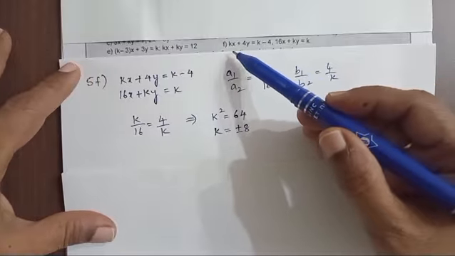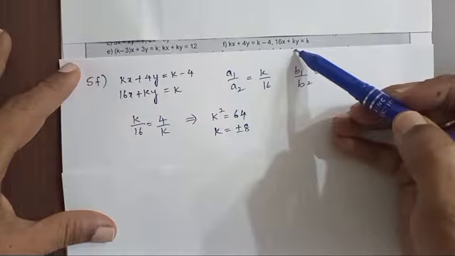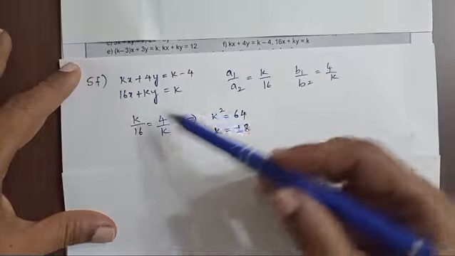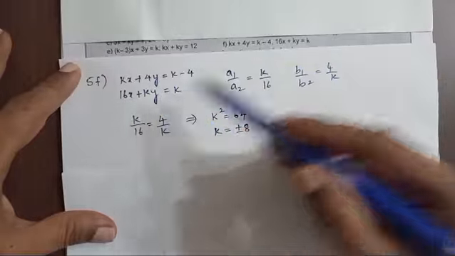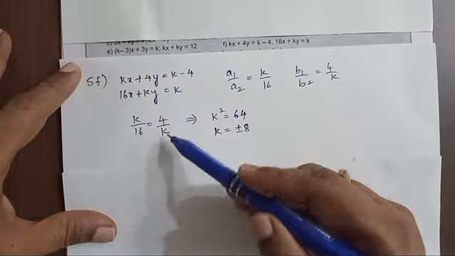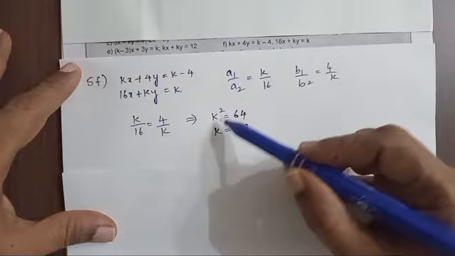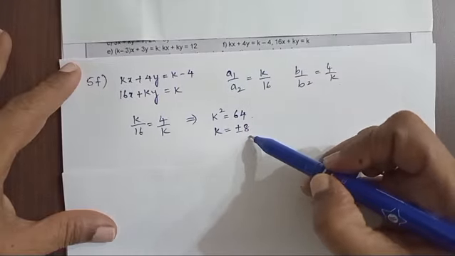5F. The equation is kx plus 4y is equal to k minus 4. 16x plus ky is equal to k. The ratios a1 by a2 is k by 16, b1 by b2 is 4 by k. Let me equate it. k by 16 is equal to 4 by k. This implies k square is equal to 64. k is equal to plus or minus 8.